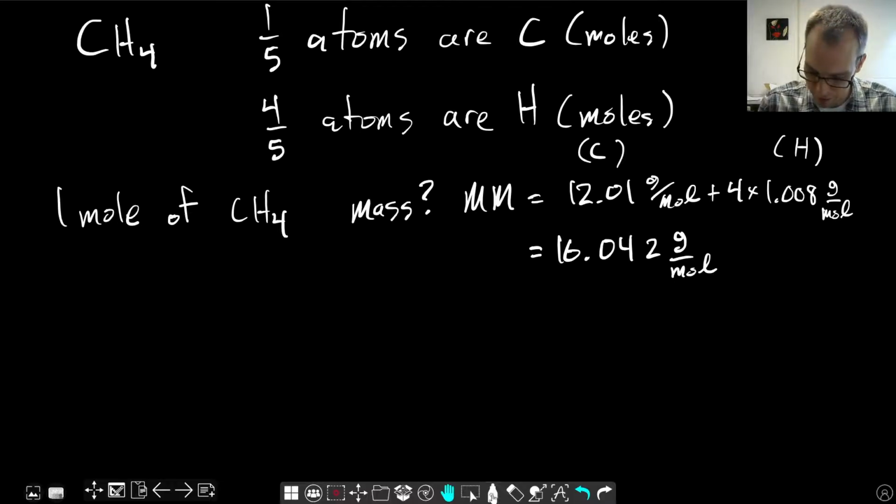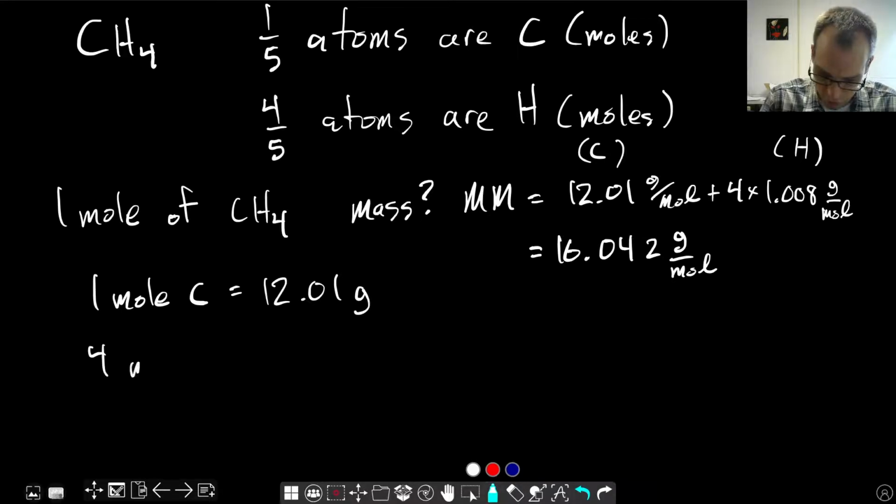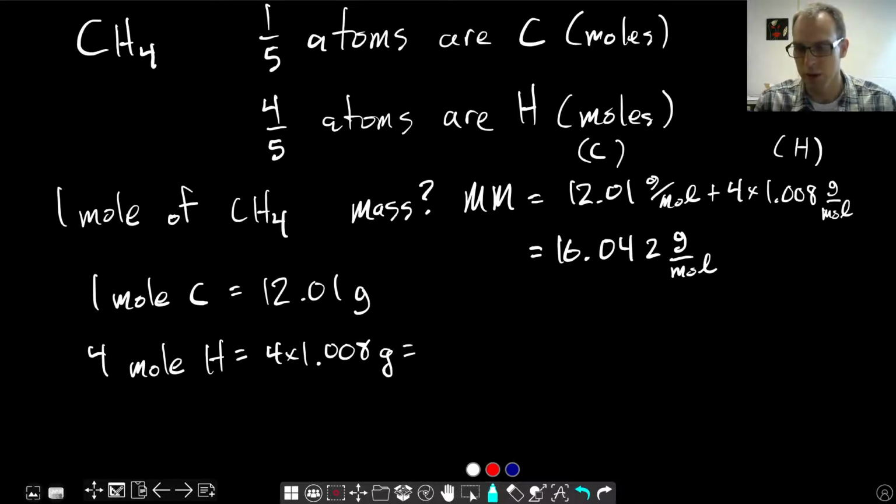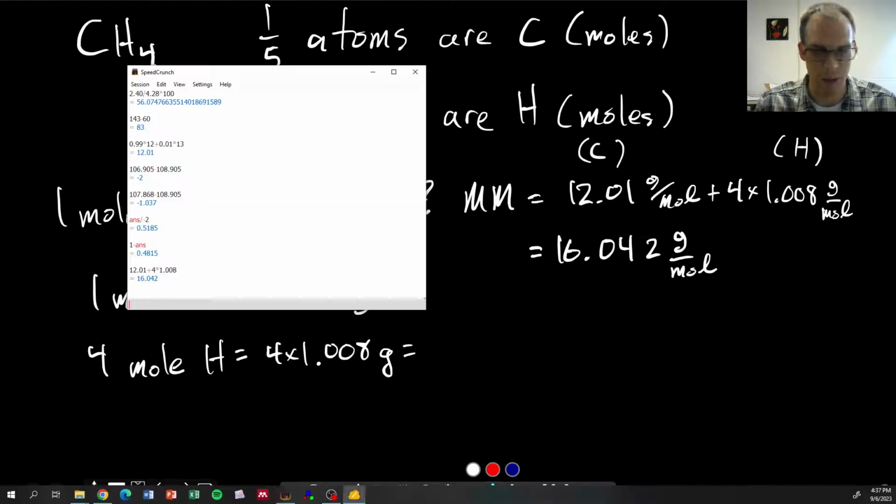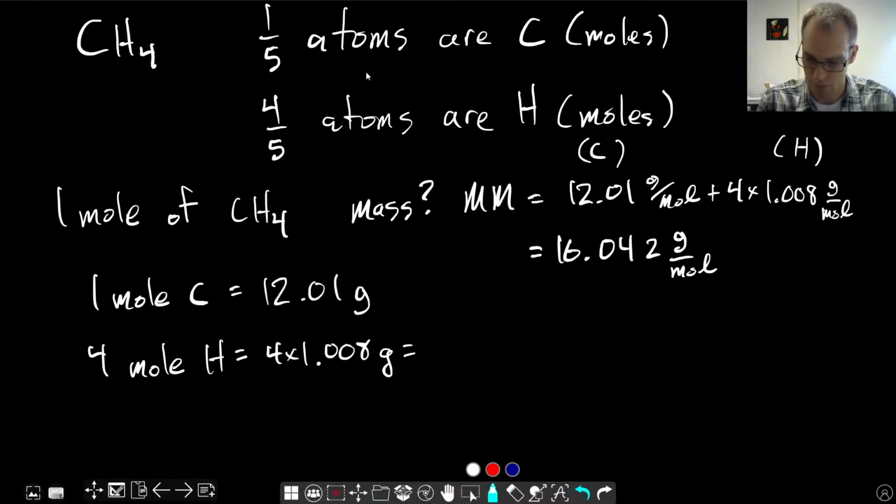And so we know that the mass of 1 mole of carbon is 12.01 grams, and 4 moles of hydrogen is equal to 4 times 1.008 grams, which we'll put into the calculator just to make sure I get my math right. 4 times 1.008 gives us 4.032. Okay, and so in 1 mole of methane, we have 16 grams total, 12 of which is carbon, 4 of which is hydrogen. Just rounding the numbers here.